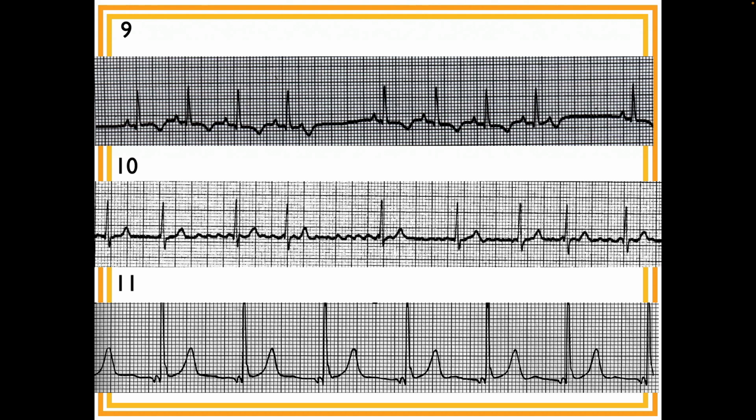All right. So the rate here looks to be, I would say, irregularly irregular. It's about 2, 3, 4, 5, 6, 7, about 70 beats per minute. I can't tell if P waves are present or not. They are not.